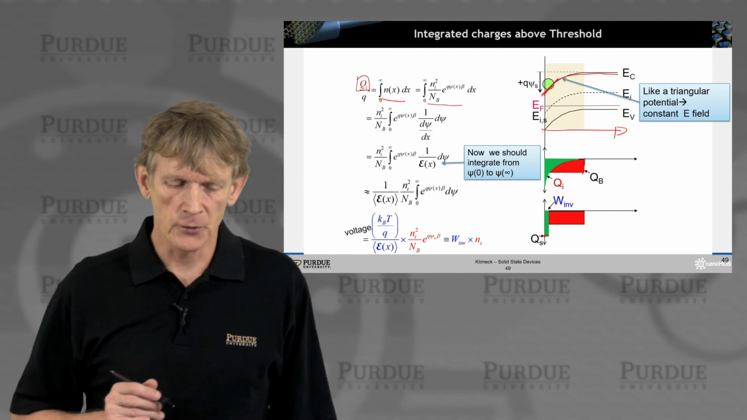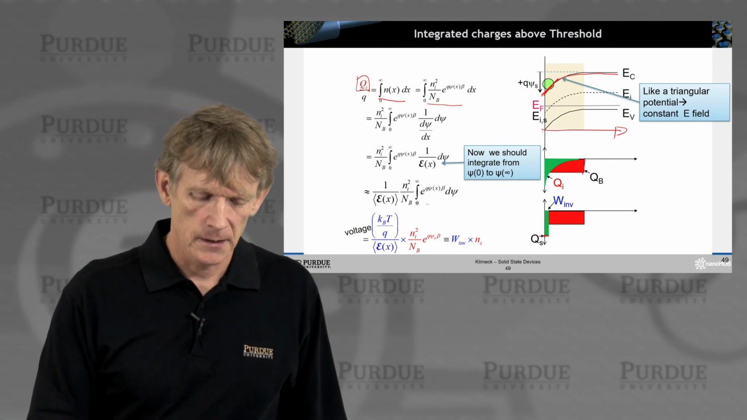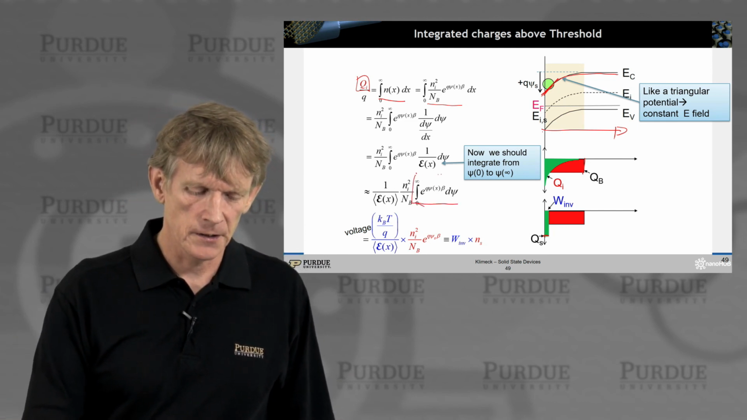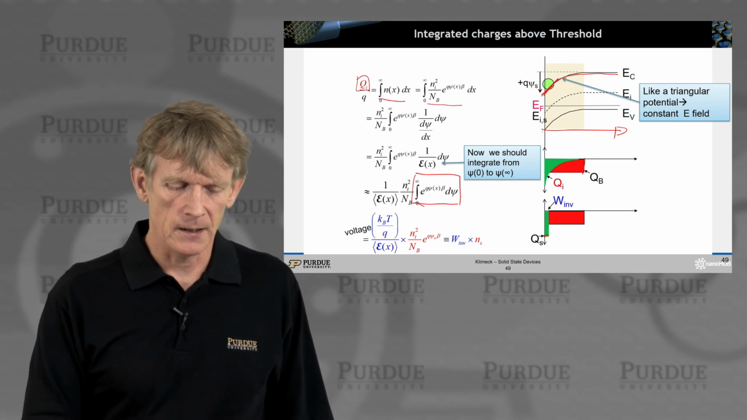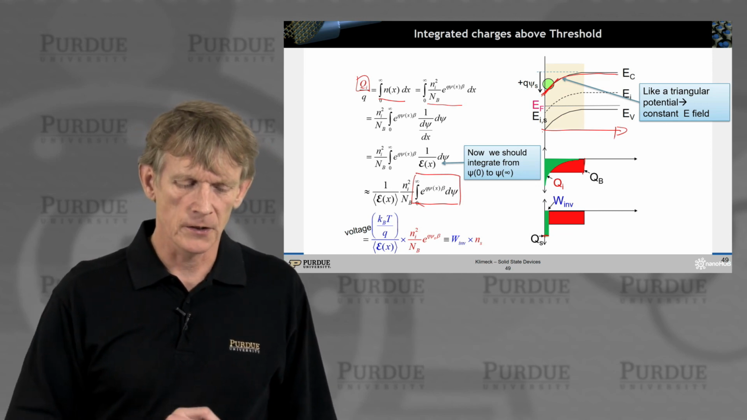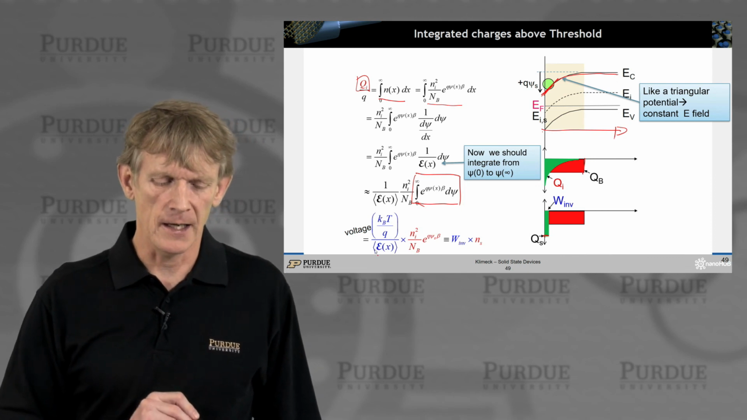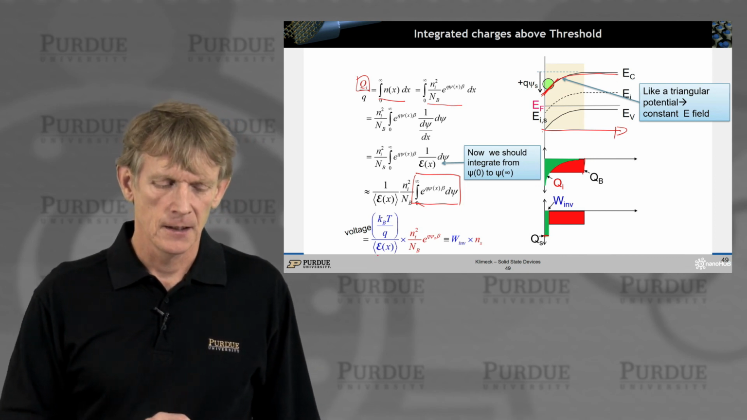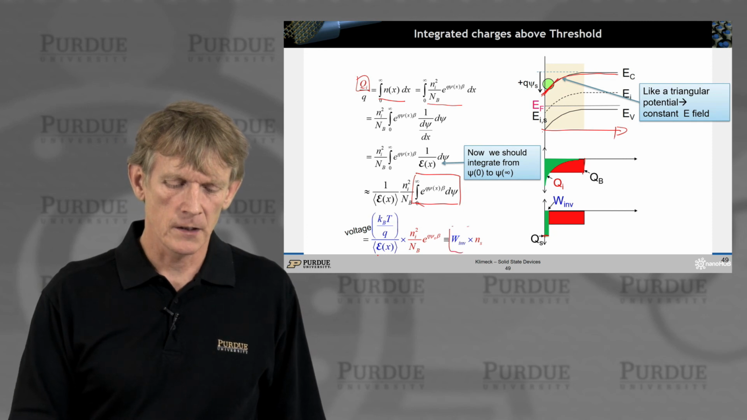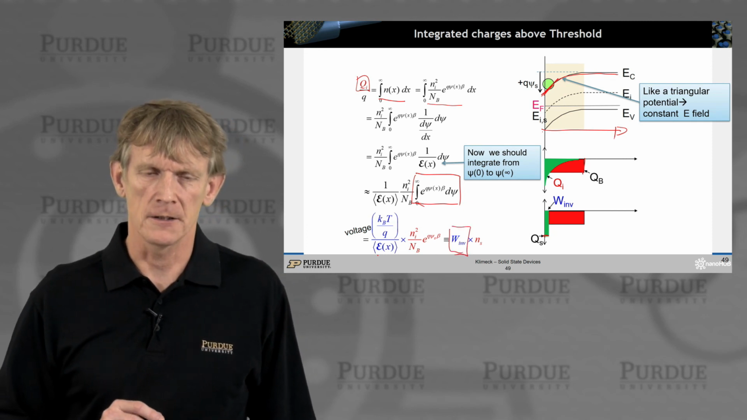Now, if you do that and consider this integral here, you see that you can pull out kT over q, which turns out to be a voltage. Here you have an average electric field. That is basically the width of your inversion charge, okay?